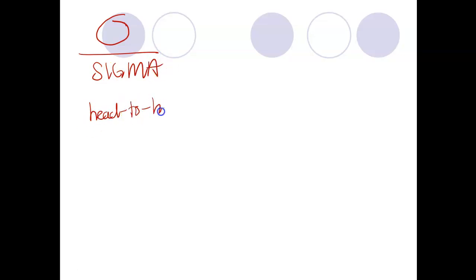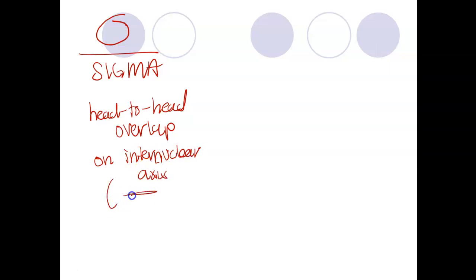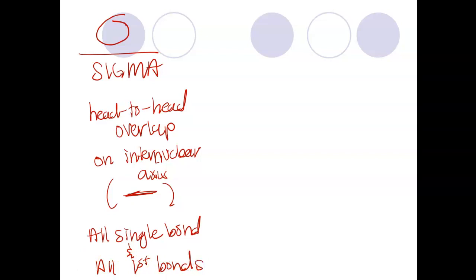Okay, so just to clarify, sigma bonds: their head-to-head overlap. They're on the internuclear axis, where your line was, and all single bonds are sigma bonds, and all first bonds between 2 atoms are sigma bonds.